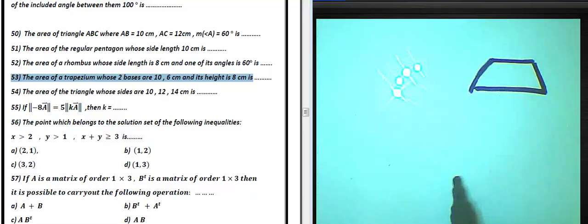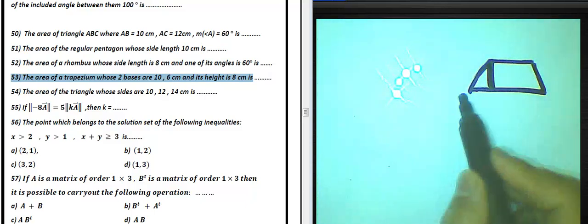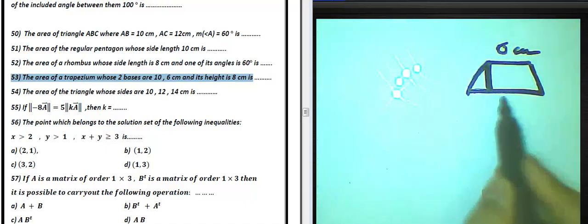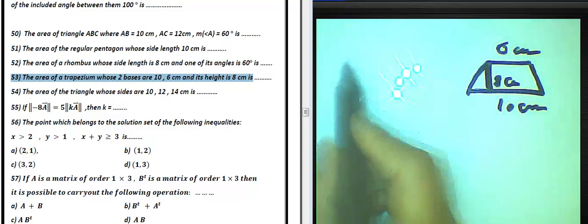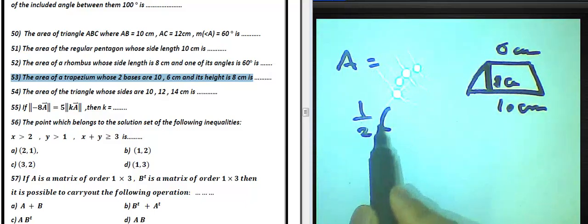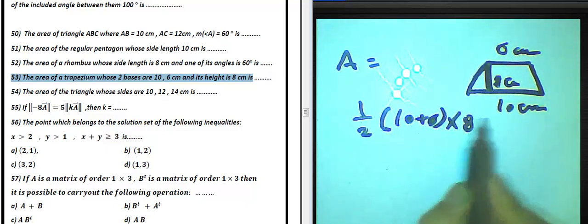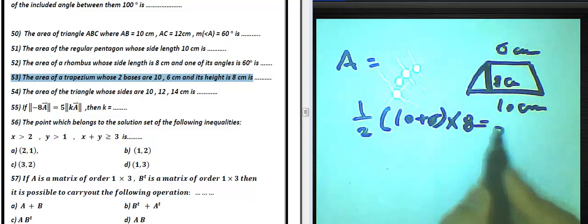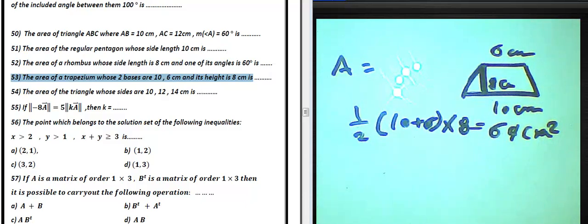We have a trapezium here. We have the small base and the longest base. The small base is 6 centimeters, the greatest is 10 centimeters, and the height is 8 centimeters. We can find the area of the trapezium: half multiplied by the sum of the two bases, 10 plus 6, multiplied by the height 8. It will be half times 16 times 8, which equals 64 square centimeters. Question 54.